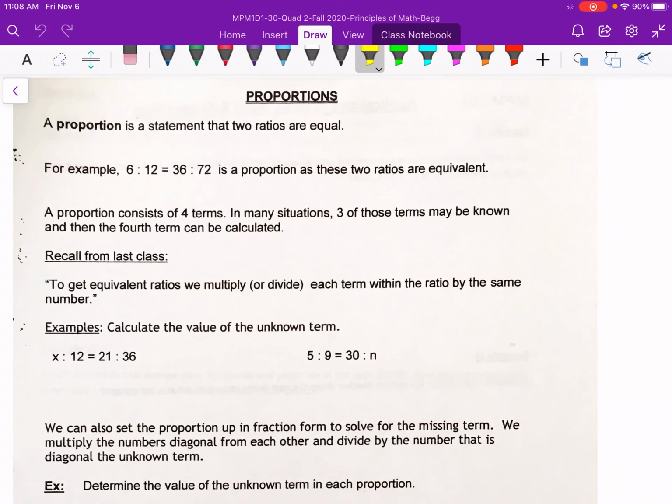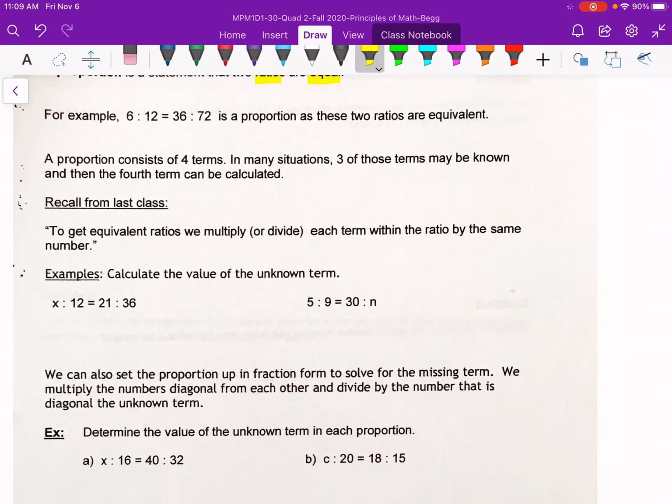In this lesson, we're going to look at proportions and their applications. So let's start out with what a proportion is. It's a statement that two ratios are equal to each other. Remember, a ratio is comparing two numbers using the same units, and then a proportion would be comparing two ratios, sort of like comparing two fractions to each other, same idea.